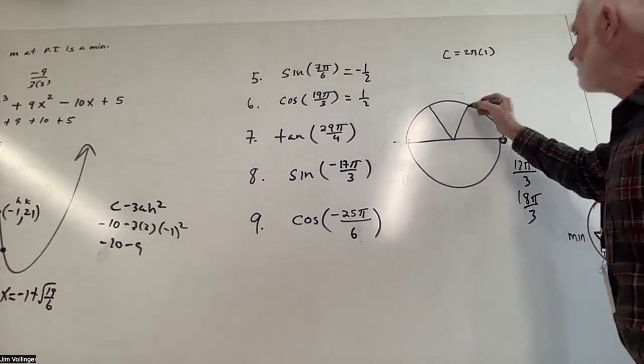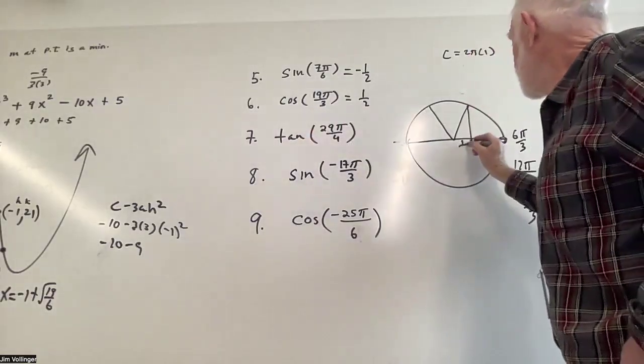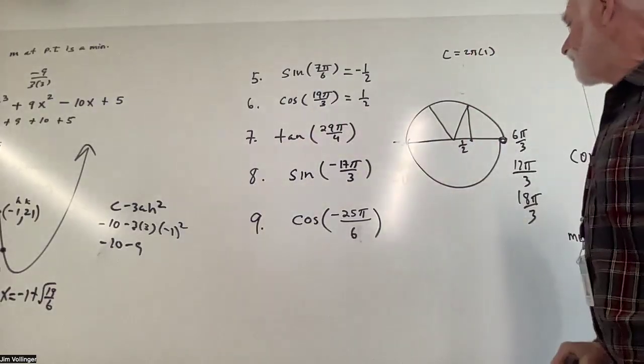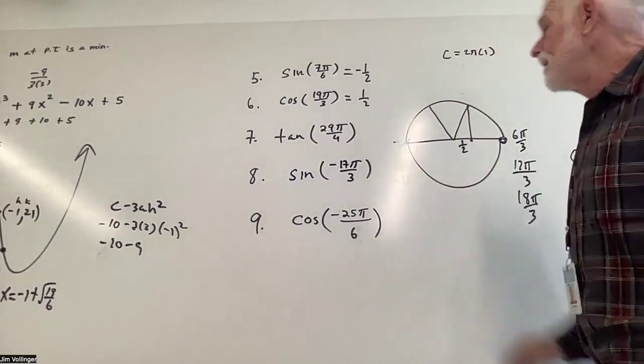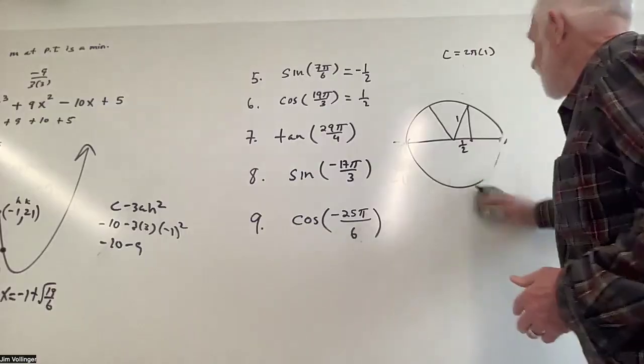And we want 19, which is this one, and the cosine is the width, and we can see that that's a half. 30, 60, 90, the smallest side is half the hypotenuse. Okay, so that one's done.